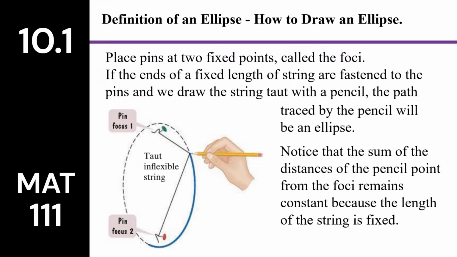To draw an ellipse, we would place two pins at the foci and tie a string to each of those pins, and then we would pull the string tight with a pencil, and the path that we trace out would be an ellipse. Notice that since the length of the string is a constant, then the sum of the line segment from the pin to the ellipse and then back to the other pin will always be the same.